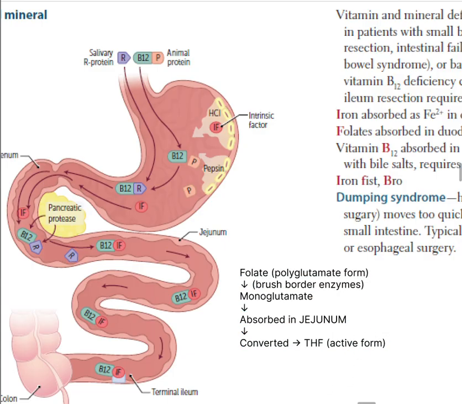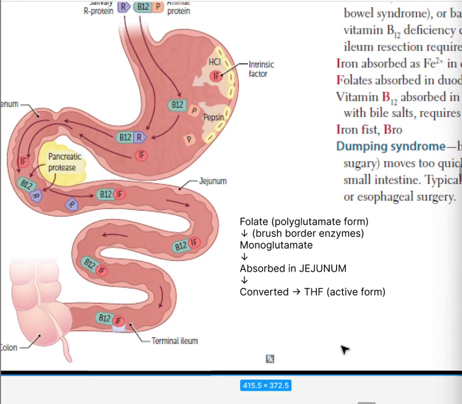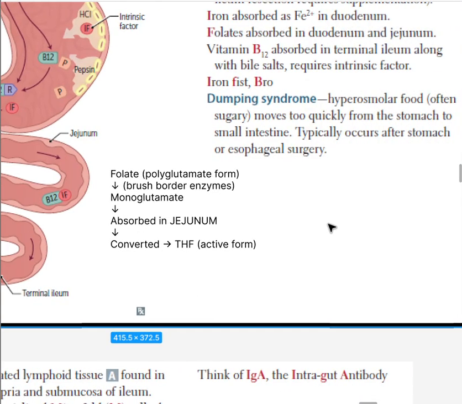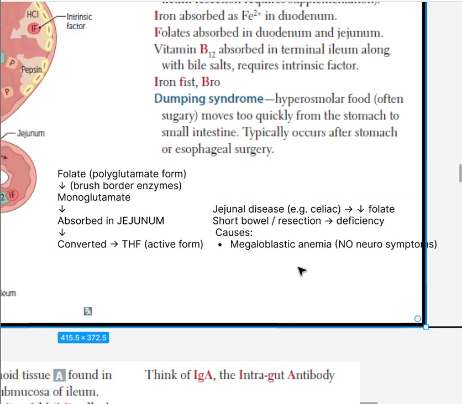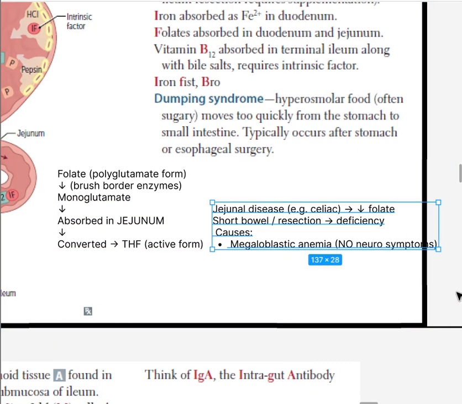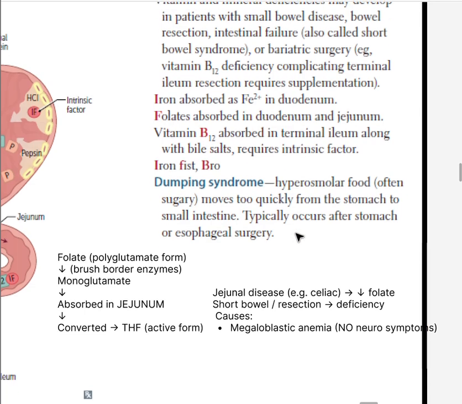So whenever you have a jejunal disease or a celiac disease, for example, there is folate deficiency. And a short bowel resection would also lead to a deficiency in folate, and it will cause megaloblastic anemia, even though there will be no neural symptoms. Now, that's something about folate. Folate is absorbed in the duodenum and jejunum. Something about the vitamin B12.